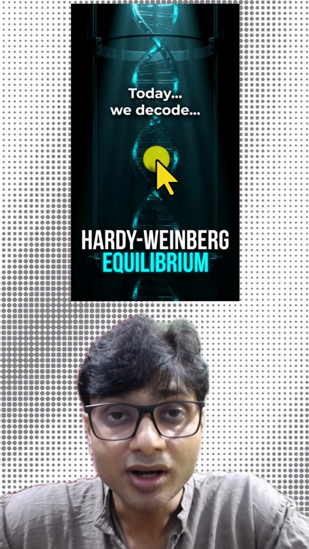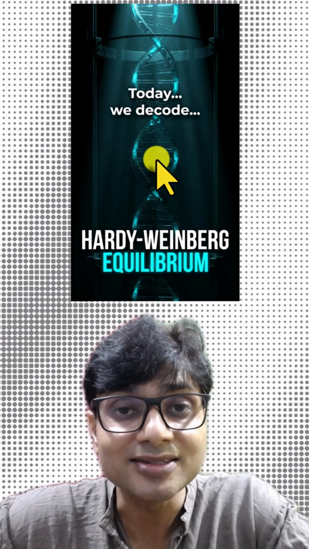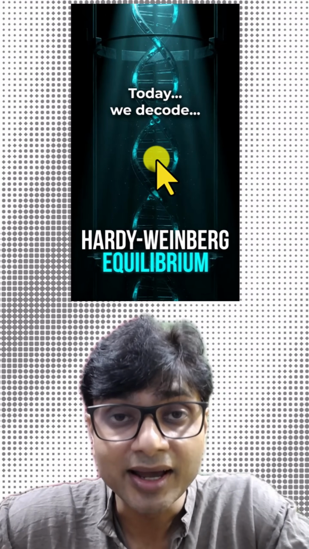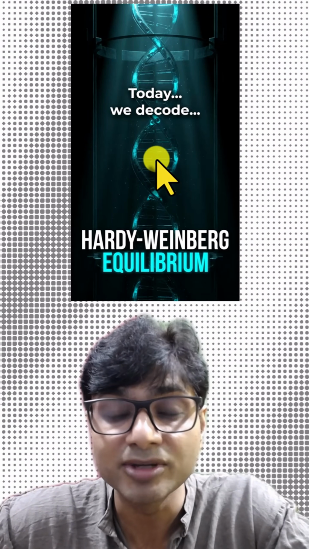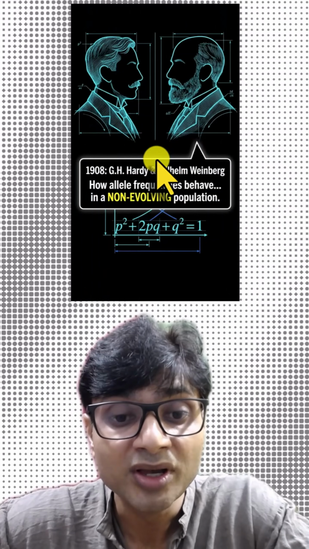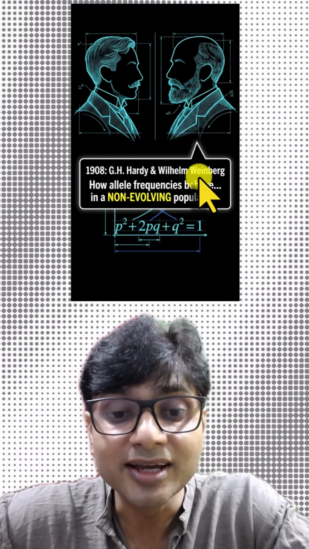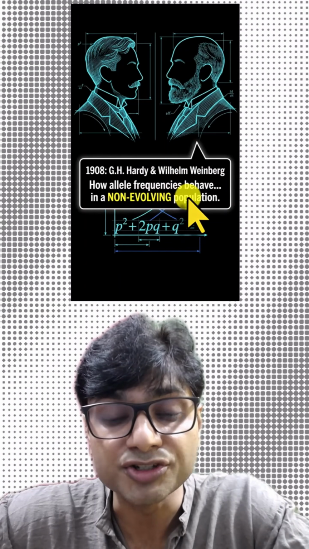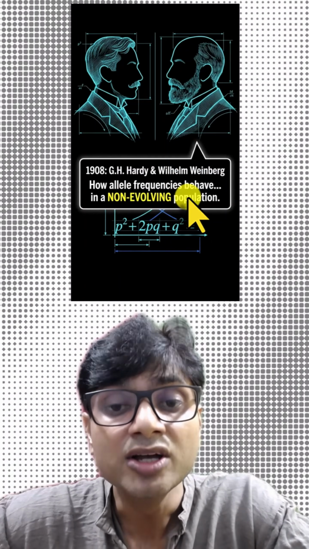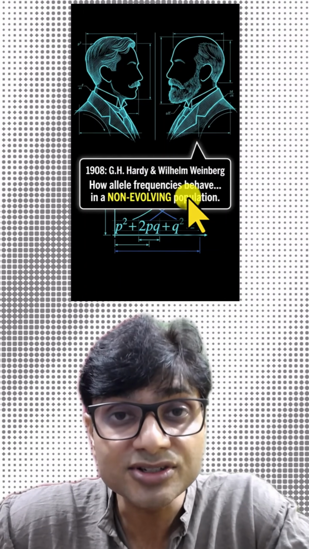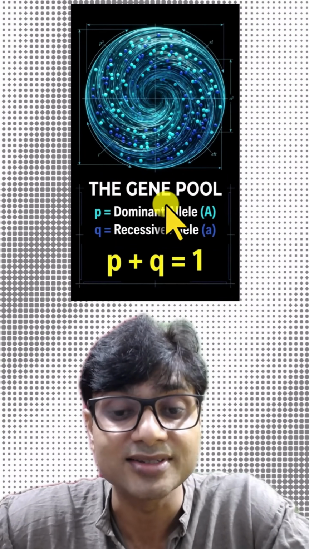So today we are decoding how evolution is measured in terms of allele frequency, and that's where the Hardy-Weinberg equilibrium principle comes into the picture. There were two scientists, Hardy and Weinberg, who generated a null model that describes how allele frequency behaves in a non-evolving population. Before going into depth, let us first understand what allele frequency is and what a gene pool is.